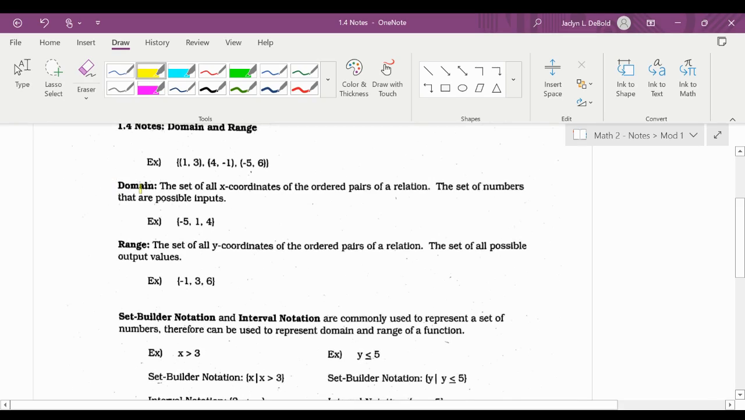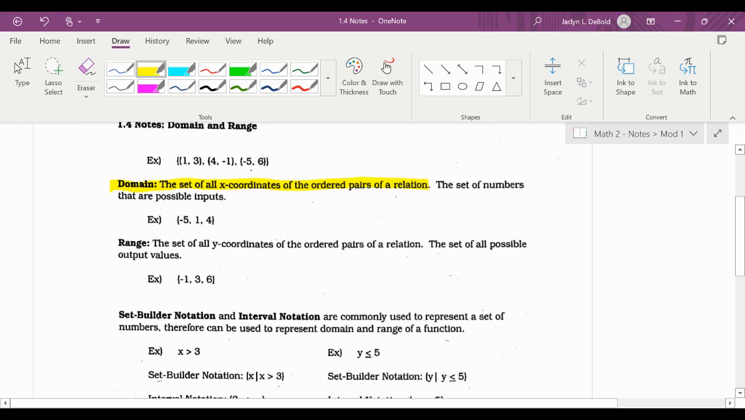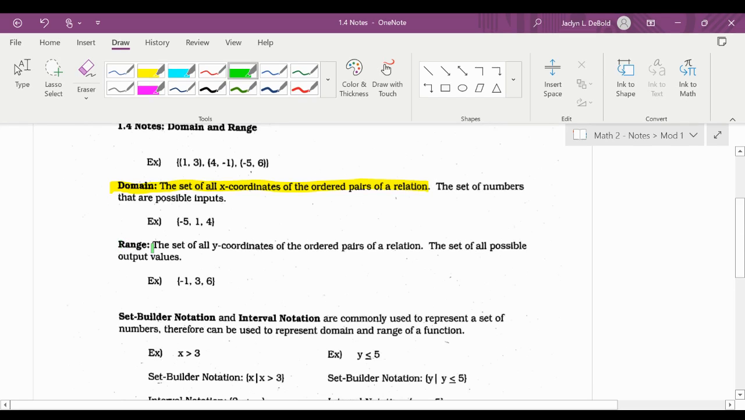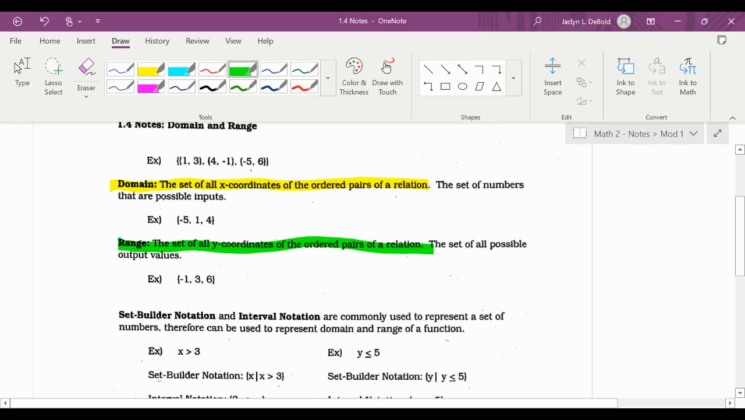The first definition we have is domain. Domain is the set of all the x values in a given relationship. That could be a graph, a table, or a set of points. We also have range, which is the set of all the y values for a given relation. Again, that's using a table, a graph, or a set of points.